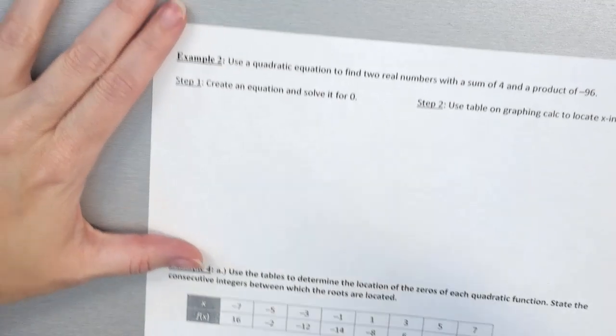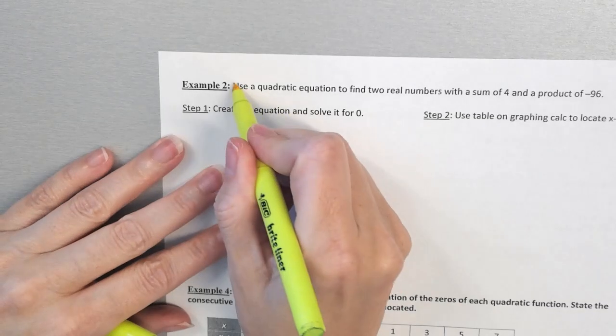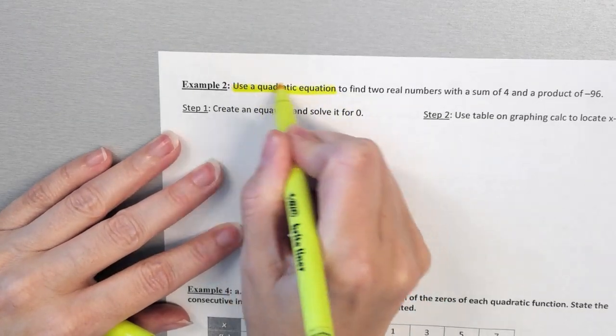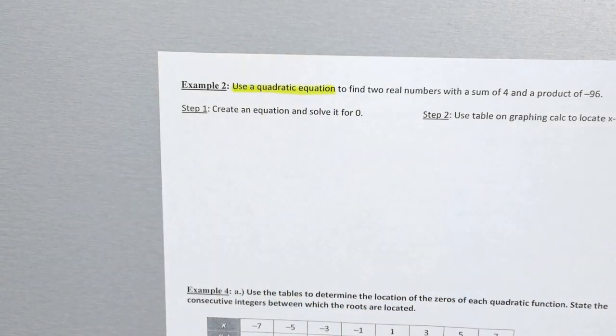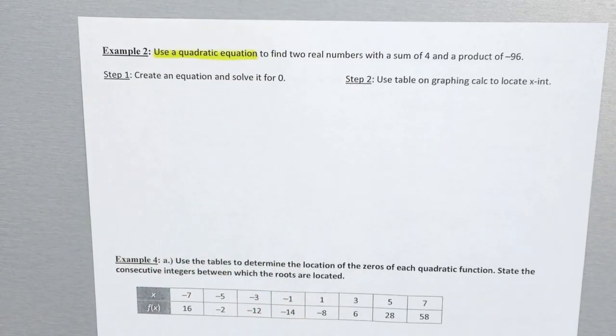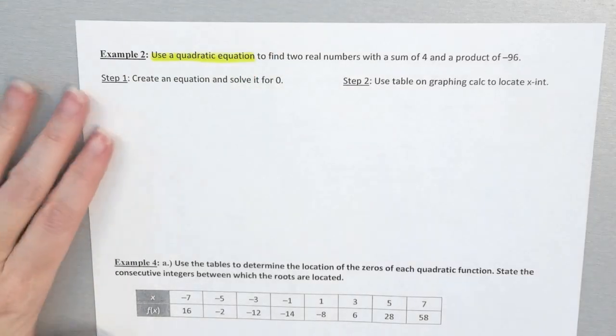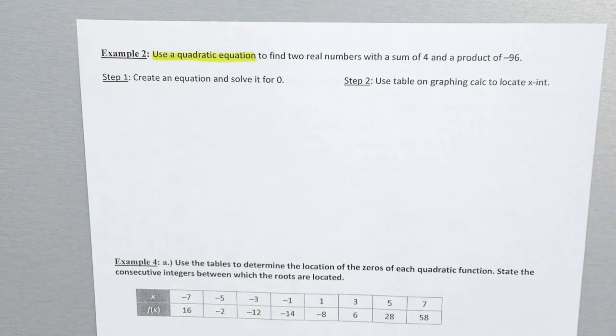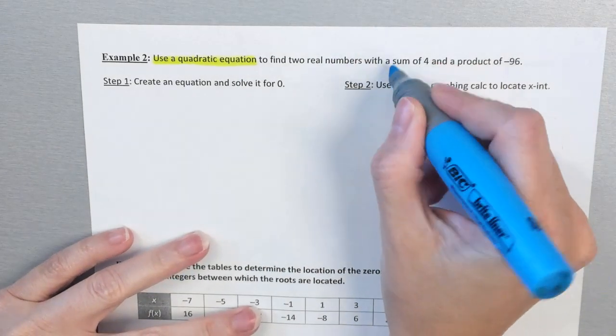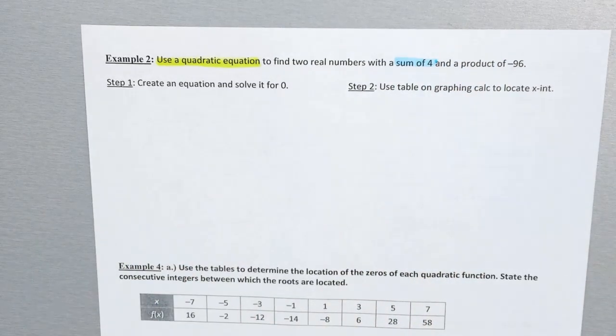Okay, so for example 2, it says use a quadratic equation. So when it tells you to use something, we have to have that in our work. Okay, we're going to be doing a lot of things this year where there's multiple methods. So we want to make sure we're following the directions there. And it tells you that you want to find 2 real numbers that have a sum of 4 and a product of negative 96.